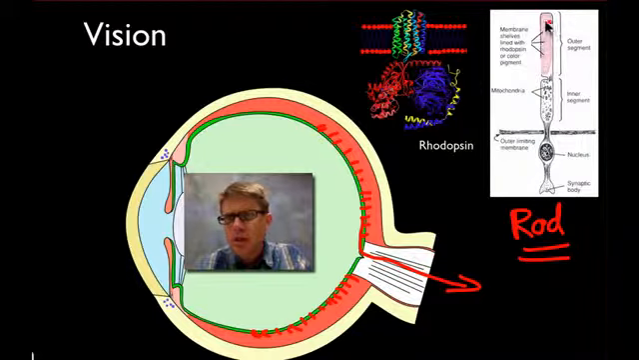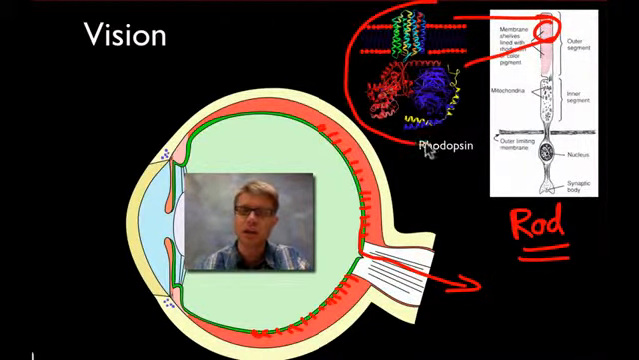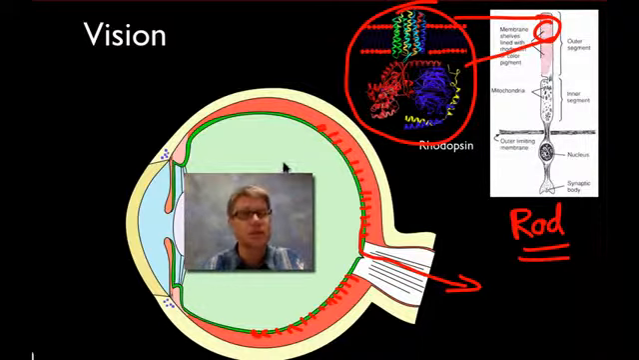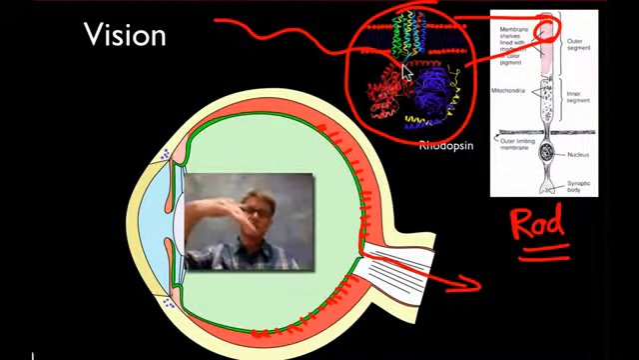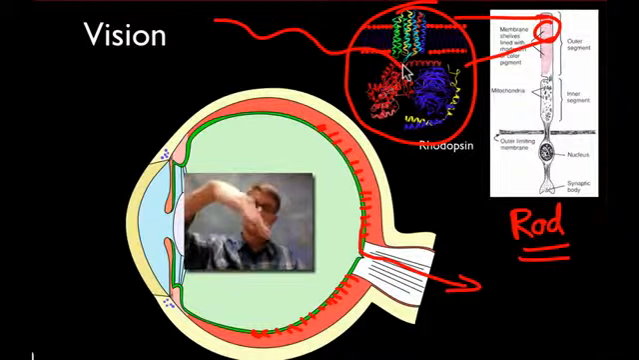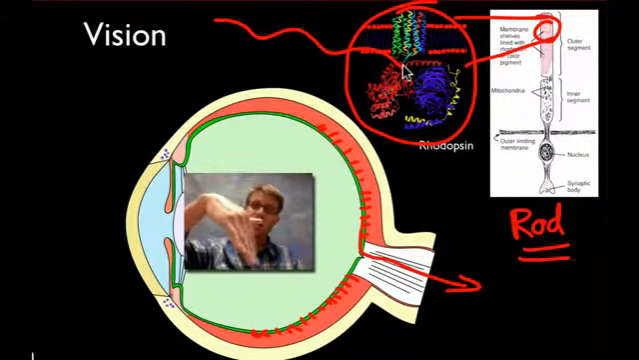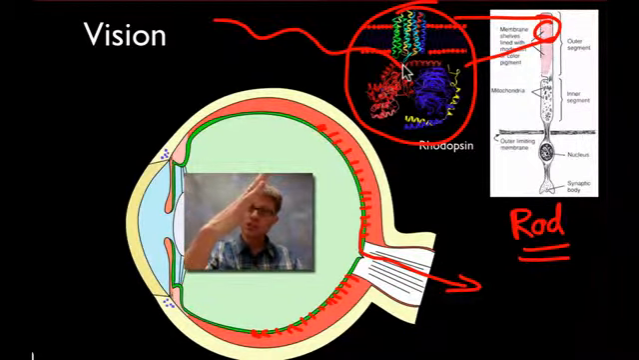If we zoom in right here to this area, we get a lipid bilayer, and then we have a chemical called rhodopsin. Rhodopsin is going to pick up light. So when light hits rhodopsin, it's going to have a conformational change in the protein. The protein will actually change shape. The rhodopsin is going to change its conformation.